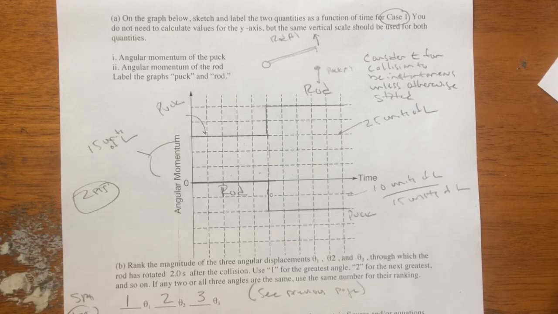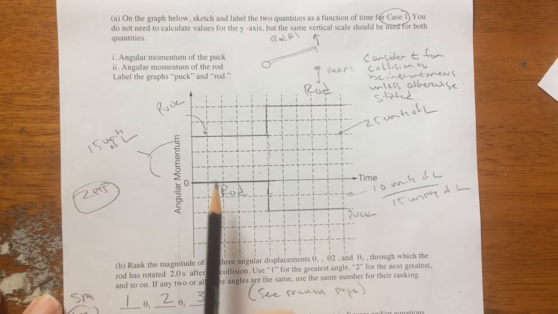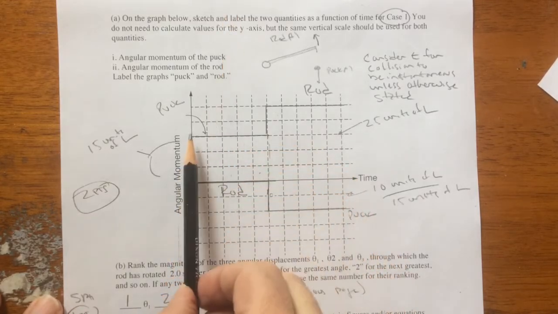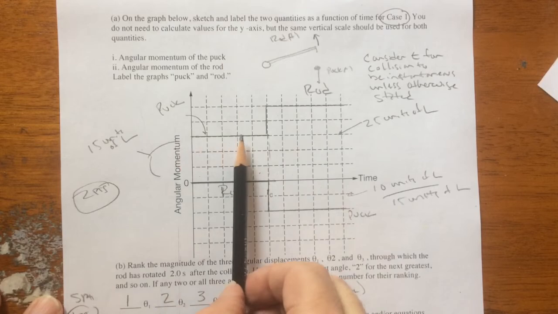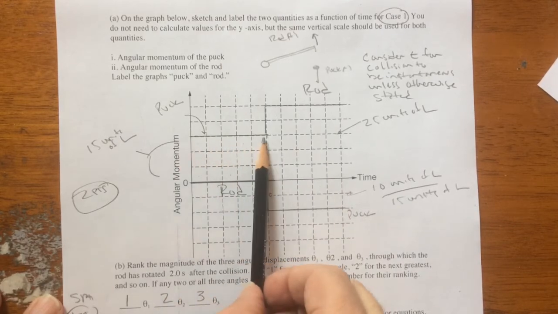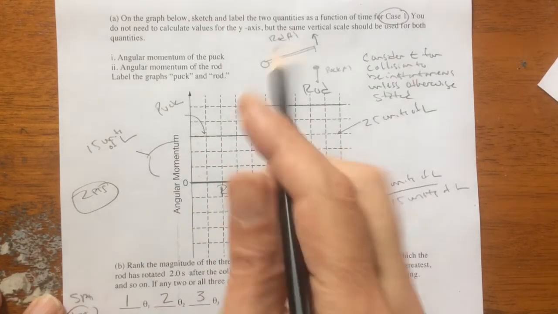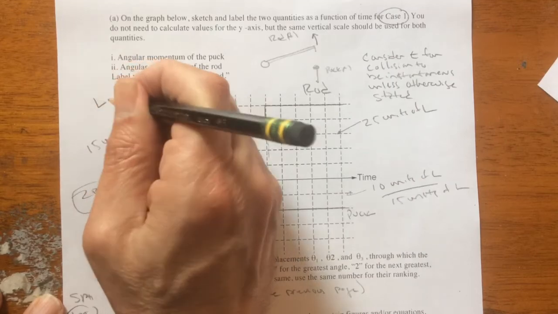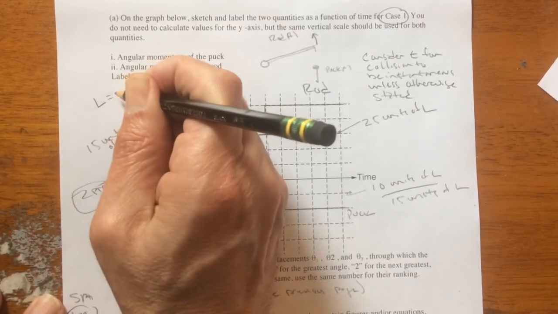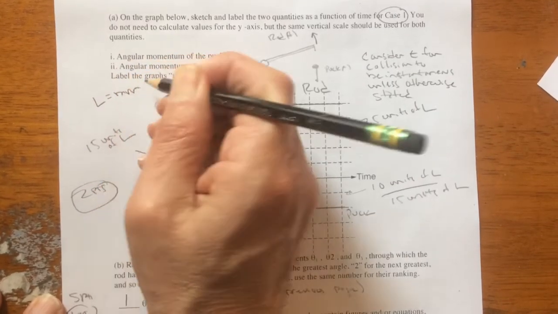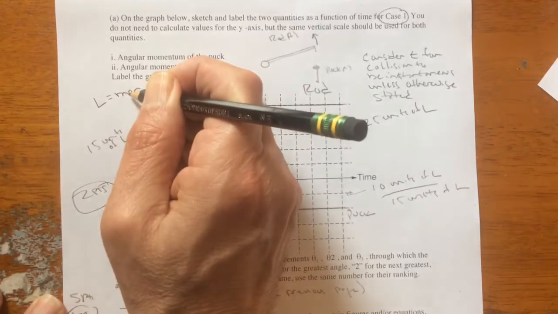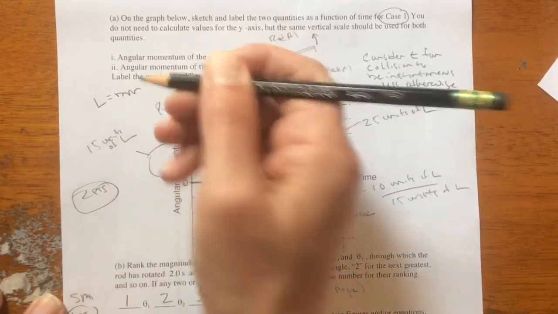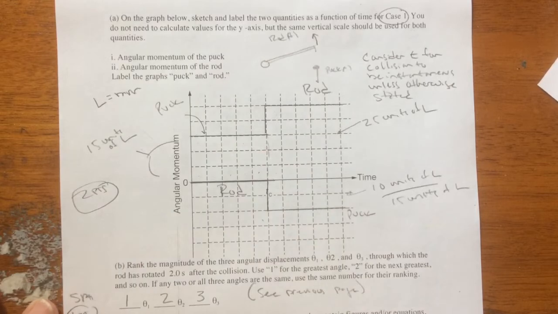And press on from there. So let me show you what I did. I know the puck is moving in the positive direction, so I'm going to give that a positive momentum. It's moving at a constant velocity. It's got a moment of inertia for a point object. Angular momentum, MVR. Mass doesn't change, velocity doesn't change. It's moving perpendicular, radius doesn't change.